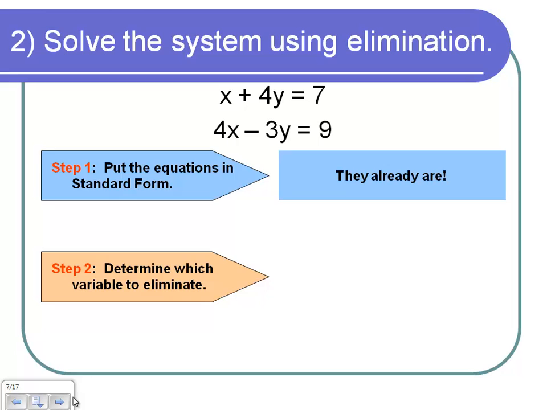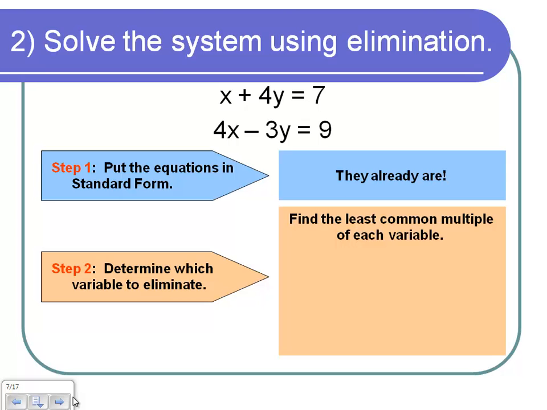Determine which variable to eliminate. If I look at my x's, well, I don't have a coefficient out front here other than 1. And I do have one here, so I would have to multiply this equation through by a 4. And if I'm multiplying this equation through by a 4 already, why not just make it a negative 4? Again, the least common multiple for the y, I will have to multiply through this equation by a 3 and this equation by a 4. So I will have to do one extra step if I chose to eliminate the y.